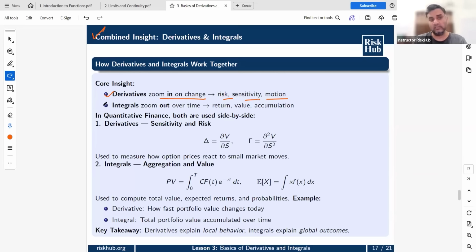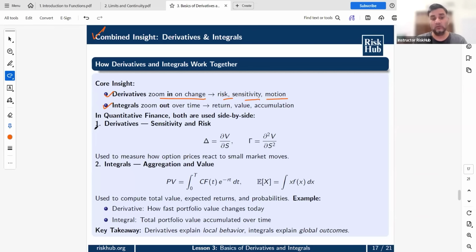Integrals are different. Integrals zoom out over time. They measure total accumulation. Whenever we are looking at, let's say, present value accumulation, you take the integral from 0 to T of CF(t) e^(-rt) dt, or the expected value, the integral of x f(x) dx. We did this in the previous slides. These measure the global outcome, meaning total value accumulated over time.